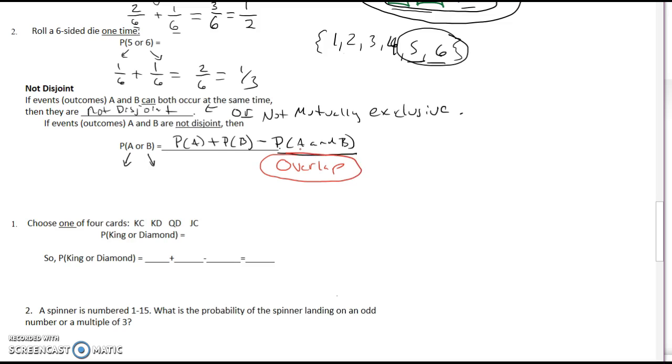Things that are not mutually exclusive can occur at the same time. It's like being bald and having glasses. You can be bald and have glasses at the same time, right? So those things would be not disjoint or not mutually exclusive because they could occur at the same time.